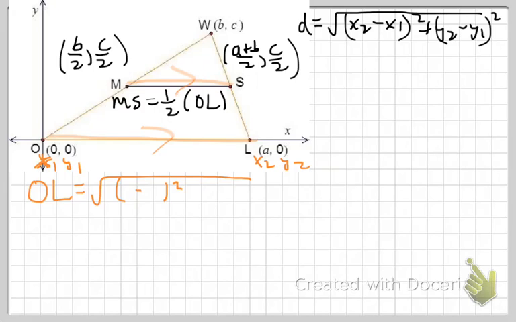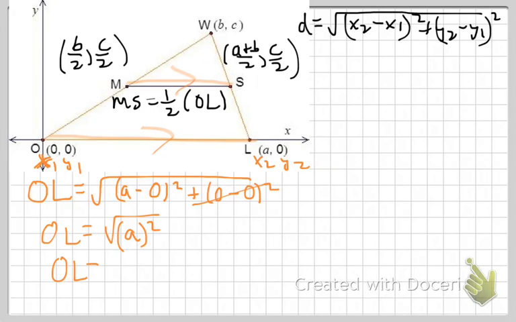And we know OL: subtract the x's and then square it, subtract the y's and square it. When you subtract the x's, you get a minus 0. When you subtract the y's, you get 0 minus 0. Oh, that's nice. And this becomes the square root of a all squared, which means OL equals a. So I'm going to write that up here: OL equals a. It's important that we have that, so it's a good result.